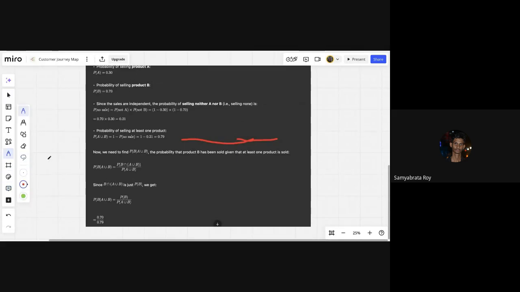So this is the scenario. Suppose you have been given this probability of selling A and B. So this is the probability of selling neither. You are just taking the complement of each and multiplying them. Then from that you can find out that at least one being sold if you are taking the complement of that as well. Now you're just applying the conditional probability.